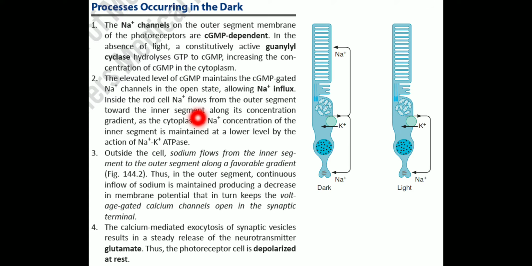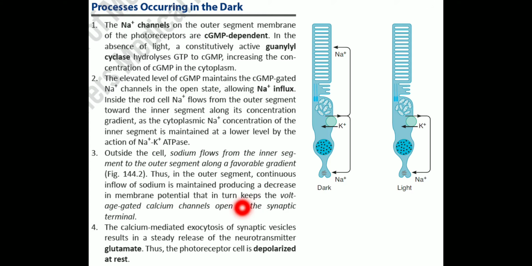Okay, how there is activation of G protein coupled receptors, and how beautifully these take place. Inside the rod cell, the sodium will flow from the outer segment towards the inner segment along its concentration gradient. The cytoplasmic sodium concentration in the inner segment is maintained at a lower level by the action of the sodium potassium ATPase. Outside the cell, sodium flows from the inner segment to the outer segment along a favorable gradient.